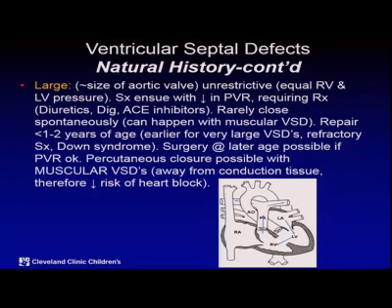Surgery can be possible if they present late in the game, like at 10 years of age, if we document that their pulmonary vascular resistance is okay and they did not develop Eisenmenger.